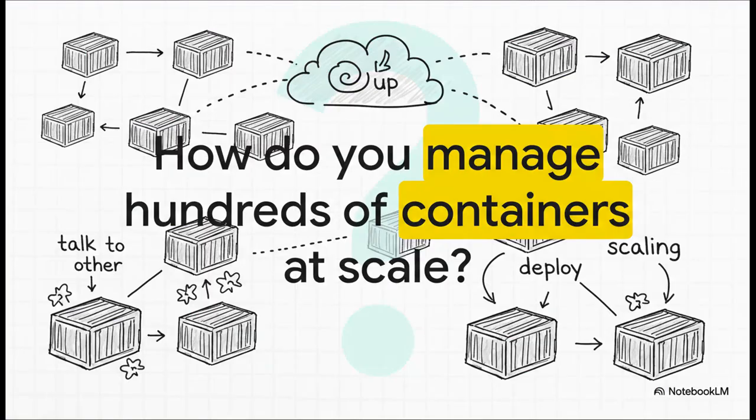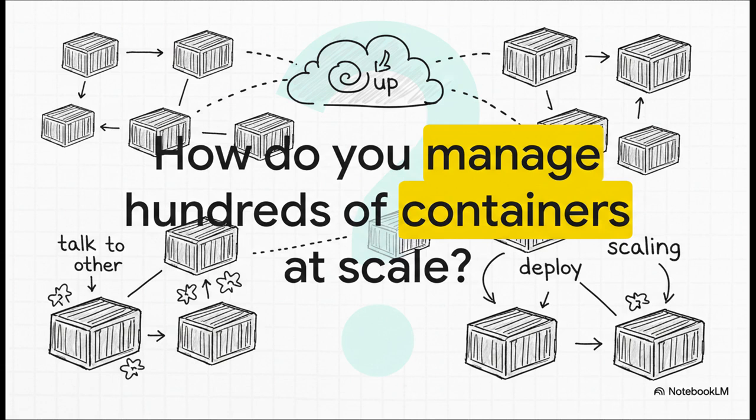Think about it. A real application isn't just one lonely container. It's probably a whole fleet of them. You might have a container for your website, another for your database, another for user authentication, maybe dozens or even hundreds of them, all needing to work together. So now the question becomes, how do you manage all of that? How do you deploy them all? How do you handle networking between them?